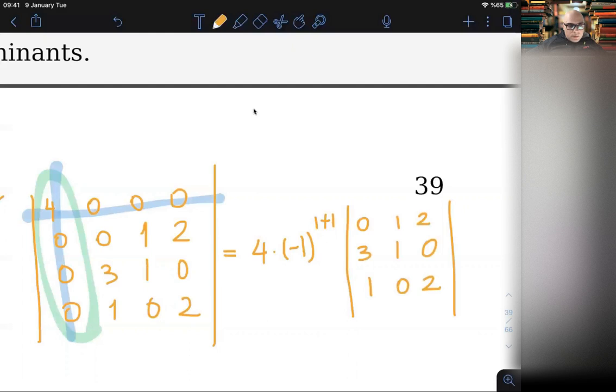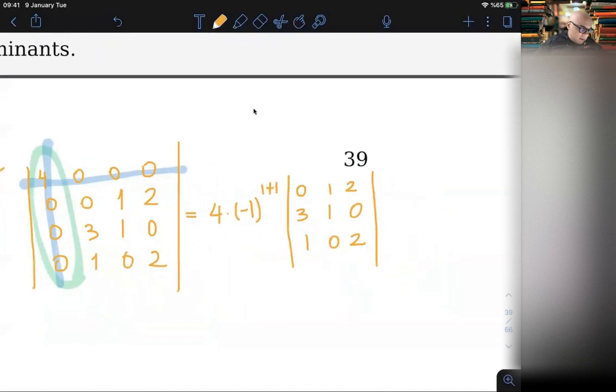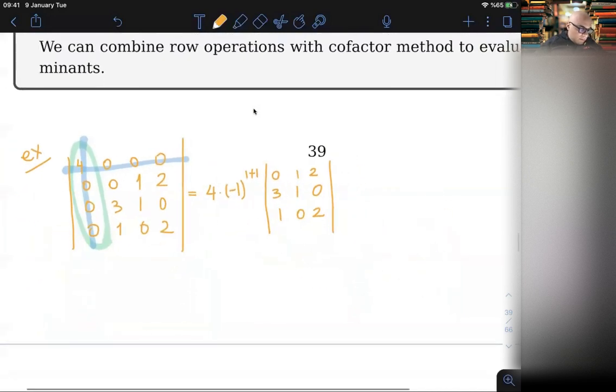Can we do this operation multiple times for the same matrix? I don't understand your question. So let me finish this example, okay? Let me finish this example, and if you still have questions, maybe we can talk.